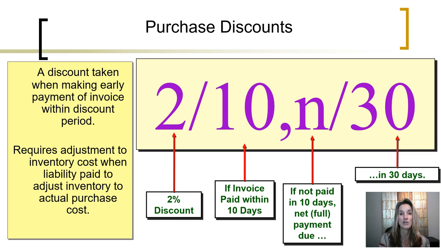Because we do not know at the time of the purchase whether this discount would have been taken, we recorded the original purchase at its initial invoice cost. But we have to adjust the inventory asset when the liability to pay that inventory purchase is actually made at a lower price due to the discount.